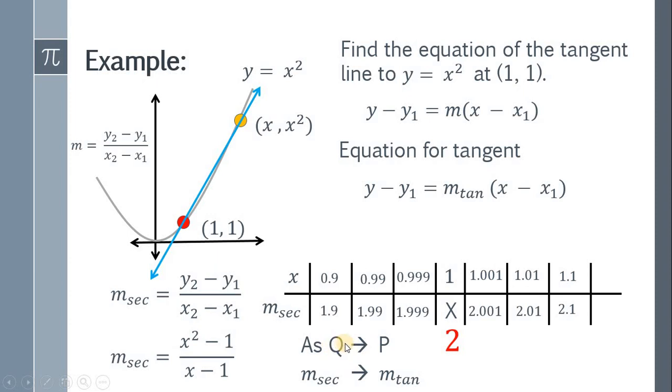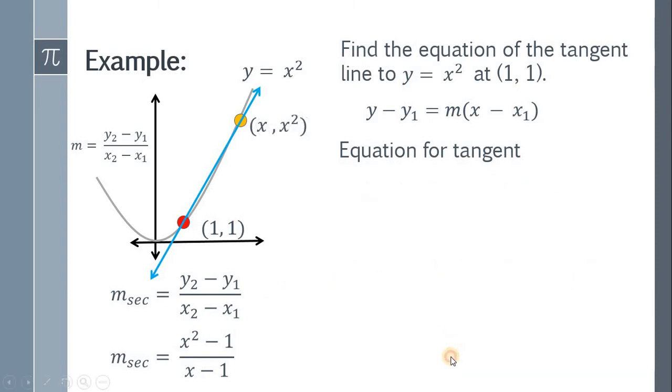So, as Q gets closer to P, yung slope ng secant ay lumalapit sa point na 2. So, what does it mean? If yung slope ng secant gets closer to 2 or approximate 2, habang lumalapit tayo dun sa point 1, 1, it follows na yung slope ng tangent line is actually 2.